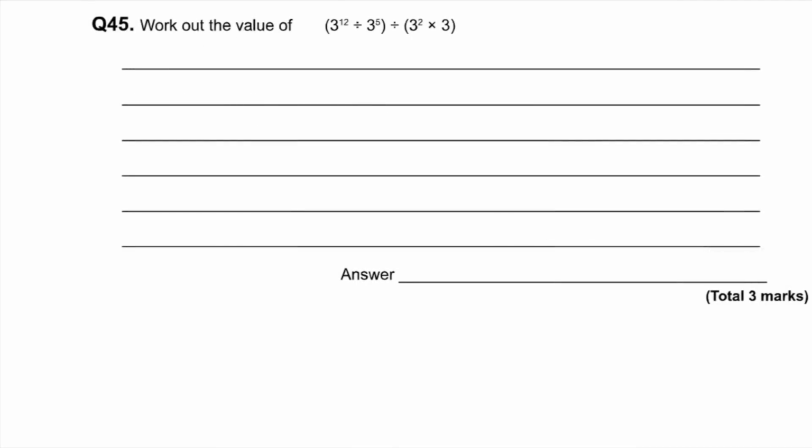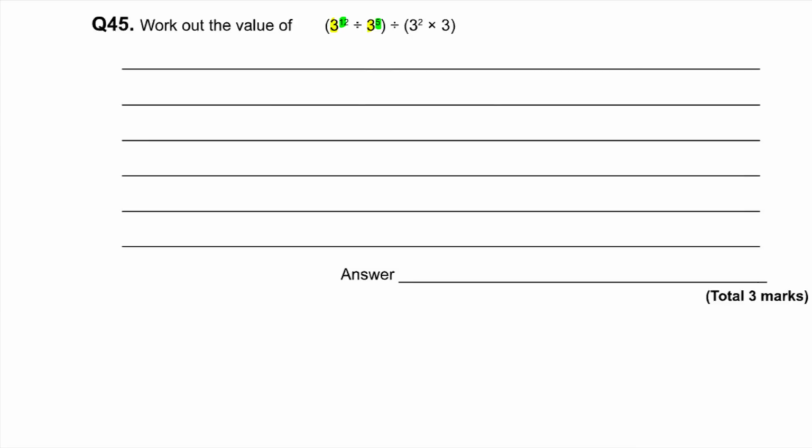Okay. Question 45. Work out the value of 3 to the power of 12 divided by 3 to the power of 5 divided by 3 squared times 3. This looks pretty horrible, but I think we're just going to take it part by part. So we're going to start with the left-hand bracket. I've got two numbers with the same base.